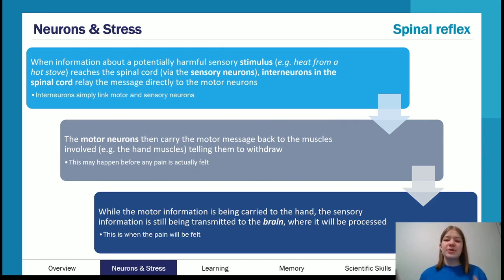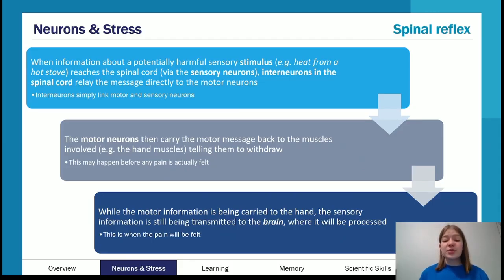So what we're having happen is a stimulus comes in, reaches the spinal cord, and the cord's going to go, okay, I'm going to directly relay this to motor neurons. Got to act fast here, and we'll save time by directly sending a message rather than waiting for the okay in the brain to decide what to do. So the motor neurons are going to carry the motor message back to the muscles involved, and often this is a withdrawal reflex, get away from the source of the danger, which can happen before any pain is actually felt.